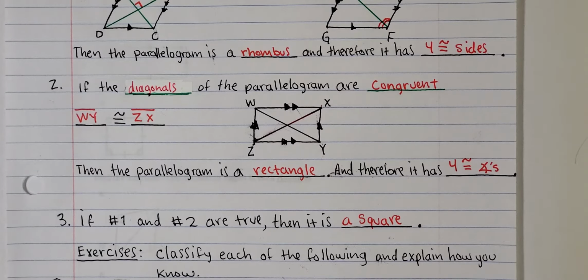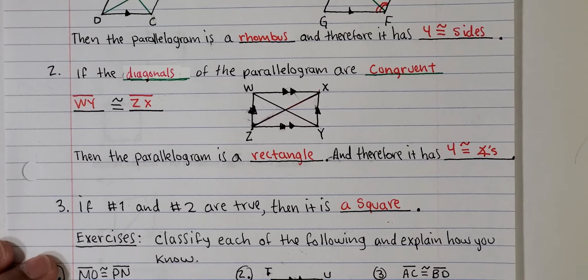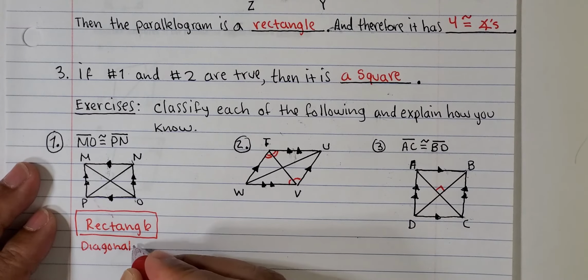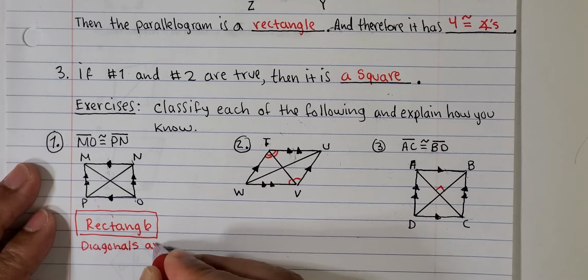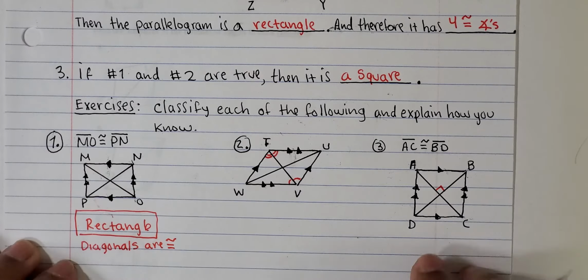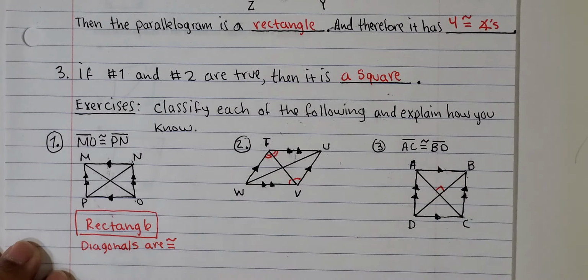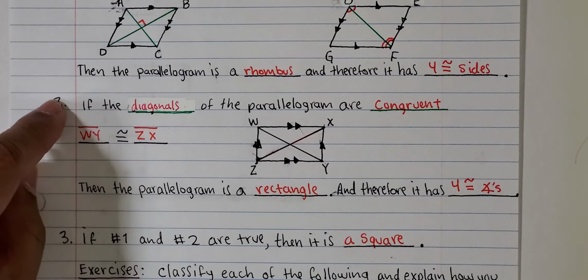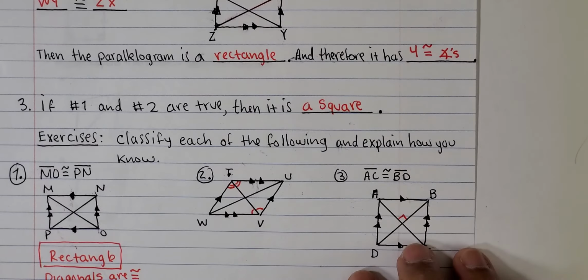And I can explain my conclusion here because diagonals are congruent. So that's how we know this is a rectangle, because diagonals are congruent. So that makes it a rectangle, which means it's property number two. So let's go on to the next example.